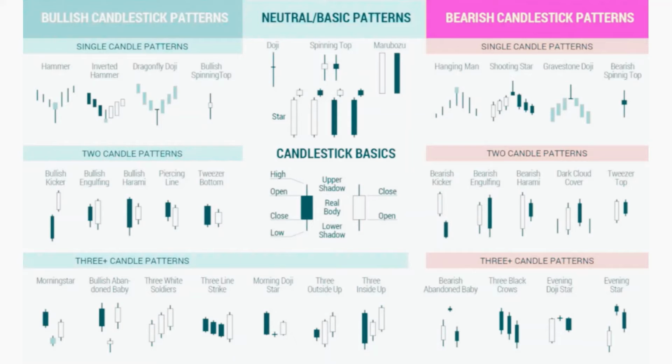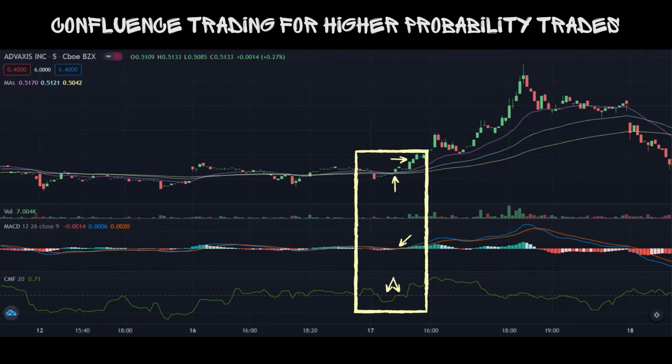Once traders have a good understanding of technical indicators, chart patterns, and candlestick patterns, they can begin to implement Confluence Trading to produce higher probability trades. Confluence basically means using multiple trading signals to confirm an entry or exit. For example, if you take a look at the chart shown here, I have identified 4 buy signals confirming a high probability trade.